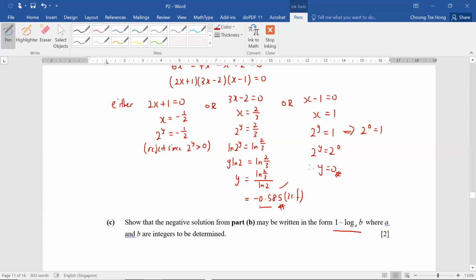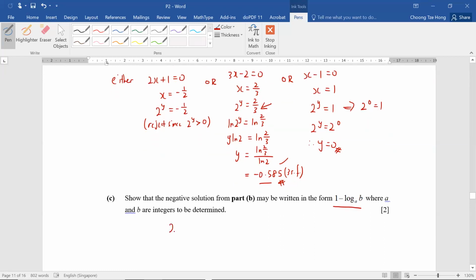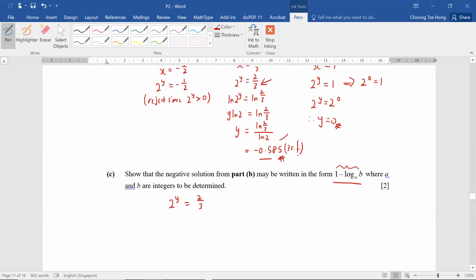Of course, we are not going to start from negative 0.55, because negative 0.55 is the answer that we rounded off. Instead, we will start from 2 to the power of y equals to 2/3, right? Basically, they are still asking us to solve this exponential equation, but they want us to put the answer in this form instead of giving a 3 s.f. answer.